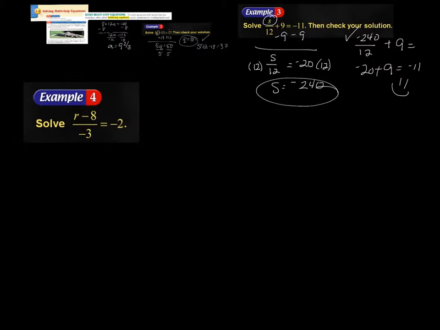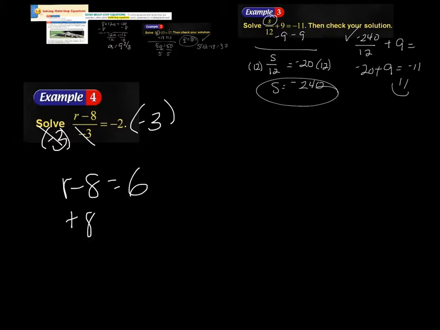Next, they want me to solve r minus 8 divided by negative 3 equals negative 2. To undo divide by negative 3, I want to multiply both sides by negative 3. So divide by 3 times 3 cancels out, so all I have left on the left is r minus 8 equals negative 3 times negative 2 is positive 6. All that's left to undo is the minus 8, so I'm going to add 8 to both sides of the equation. And I get r equals 14.